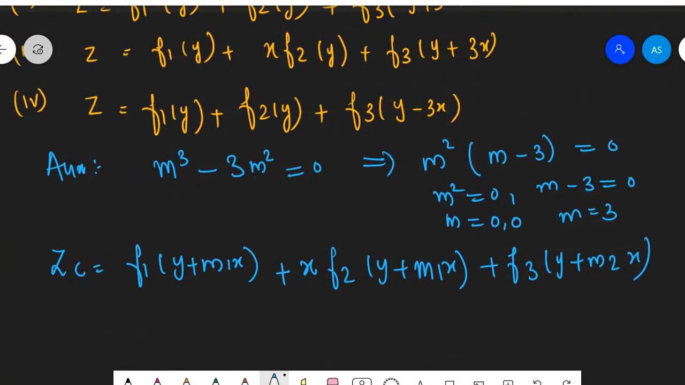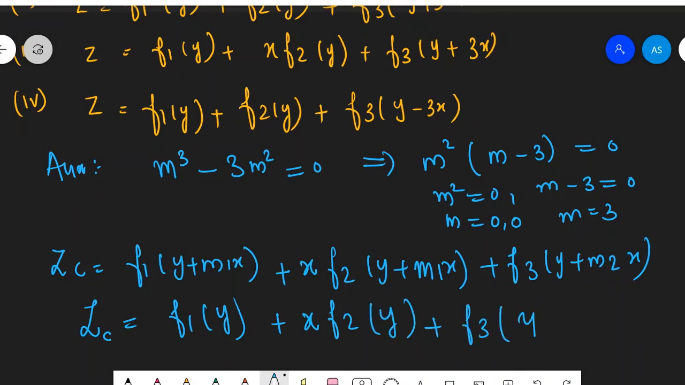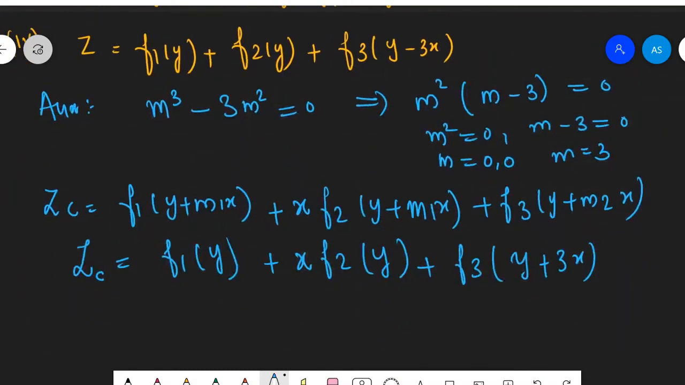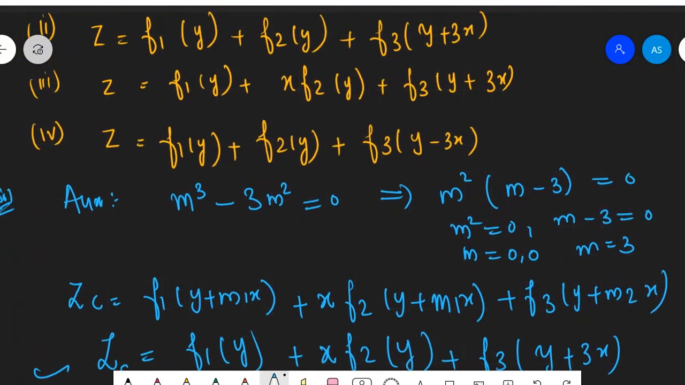Now I am going to substitute all the values here. So zc, f1 of y plus m1 value is 0. So f1 of y plus x into f2 of y, m1 value again 0, plus f3 of y plus 3x. So this is the final solution also because in this problem we don't have the particular integral. So z equals zc. So this is the solution. Here we are having the solution, that is option 3 is correct here.